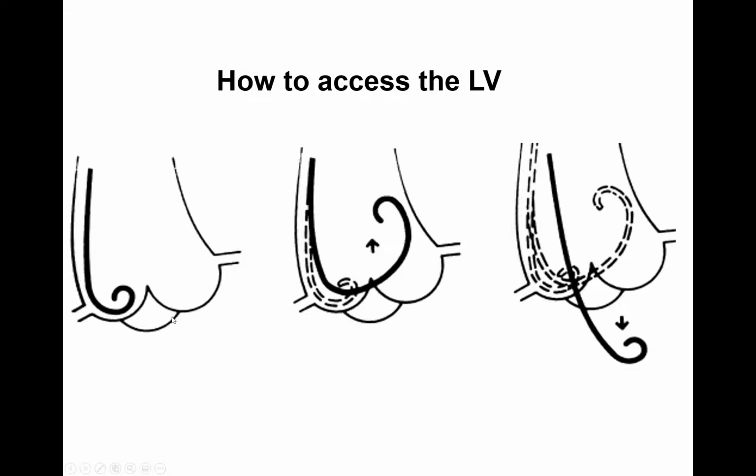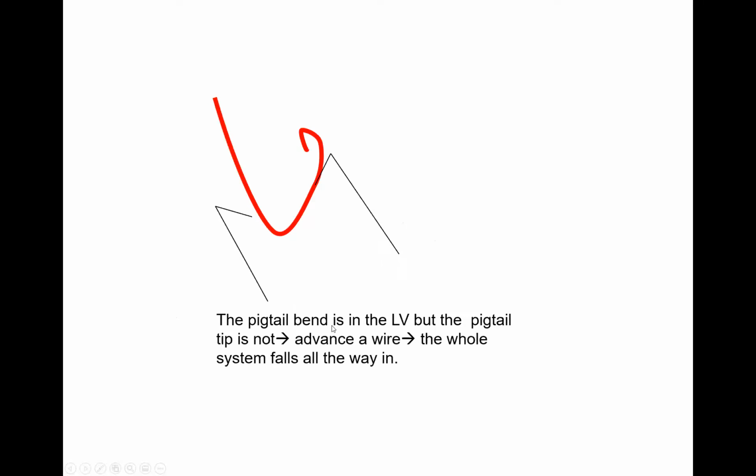That's one reason I like to use the LAO view to engage, because it allows me to estimate where the right and left cusps are and to aim in between. So I try to loop it somewhat in between the right and left cusp, and at some point it will fall. That's the hope. Now, if it doesn't fall, you pull back and restart. And as you're pulling back, give it a slight clock or counterclock. Let's say, to make it simple, slight counterclock, and sometimes it will fall as you're pulling back. So that's one technique. Sometimes it falls halfway in, that arm falls in, but the tip is still in the aorta. This is very easy. If this happens, just advance the wire and the whole system will fall in.